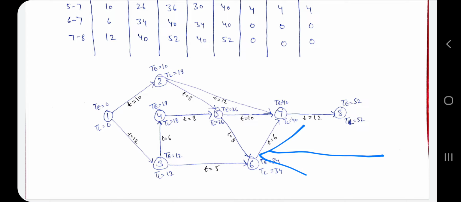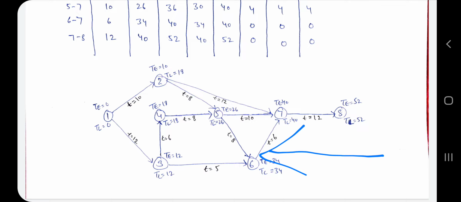Okay, so here I got TL is equal to 52. So TL 52 minus 12, here I get 40. Now from 7 to 6: 40 minus 6 is 34. 6 to 5: 34 minus 8, 26. 5 to 4: 26 minus 8, 18. Like that you have to find the value of TL. Okay, now after finding TE and TL, we can easily find the values of EST, EFT, LFT and LST.